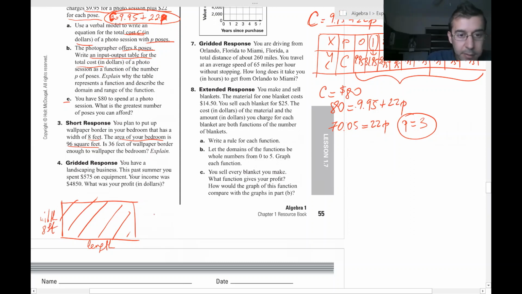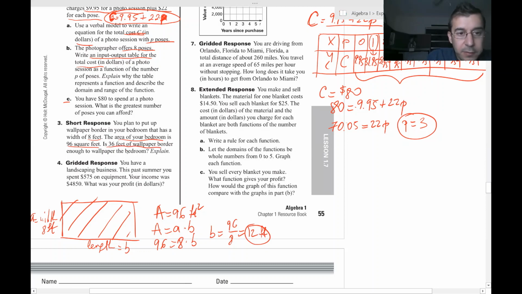The area is 96 square feet, and we know that area is length times width. If length is B, width is A, then A times B is the area. So A is 8, the area is 96. What is B? B is 96 over 8, or that is 12. So B is 12 feet, or the length is 12 feet.